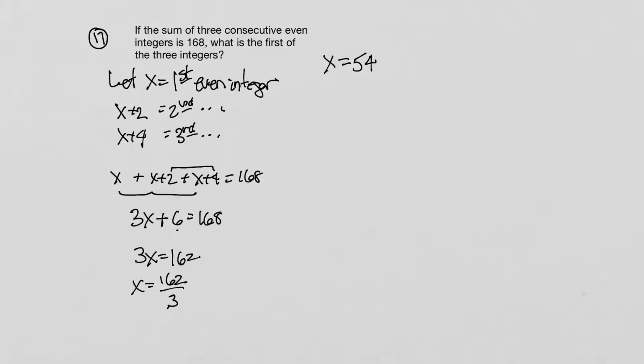So we got the first one. Now, that's all it says to do, right? What is the first of the 3 integers? There we go. What I want to write is just this. The first of the integers is just 54. Now, if it did ask us for all 3, the first one is 54, the next is 56, the next is 58. But they're not asking us for that. We're asked only for the first one. And there we have it.